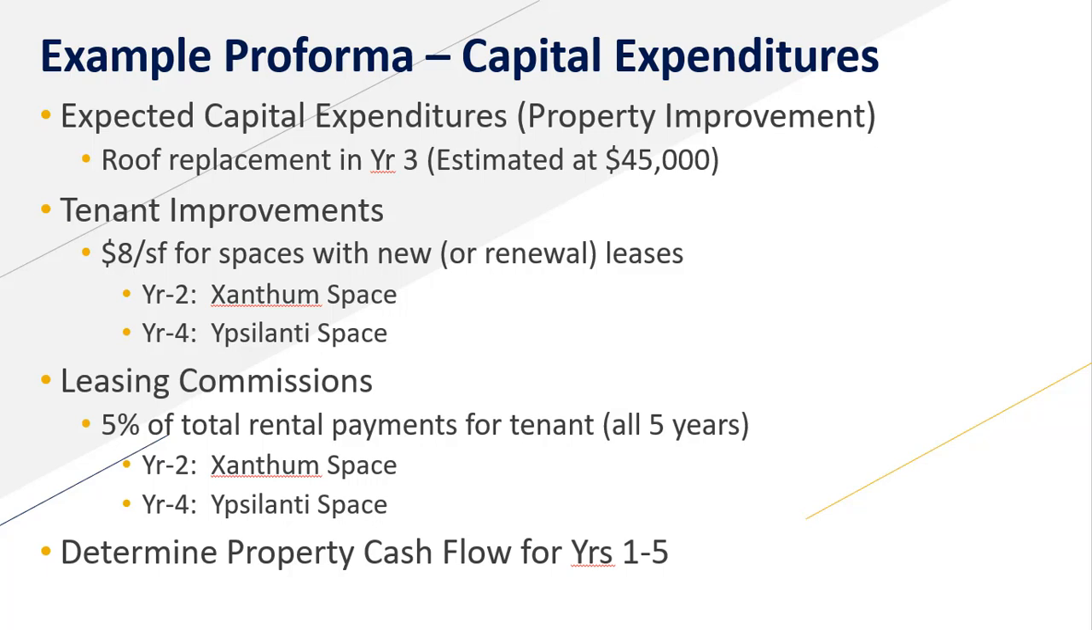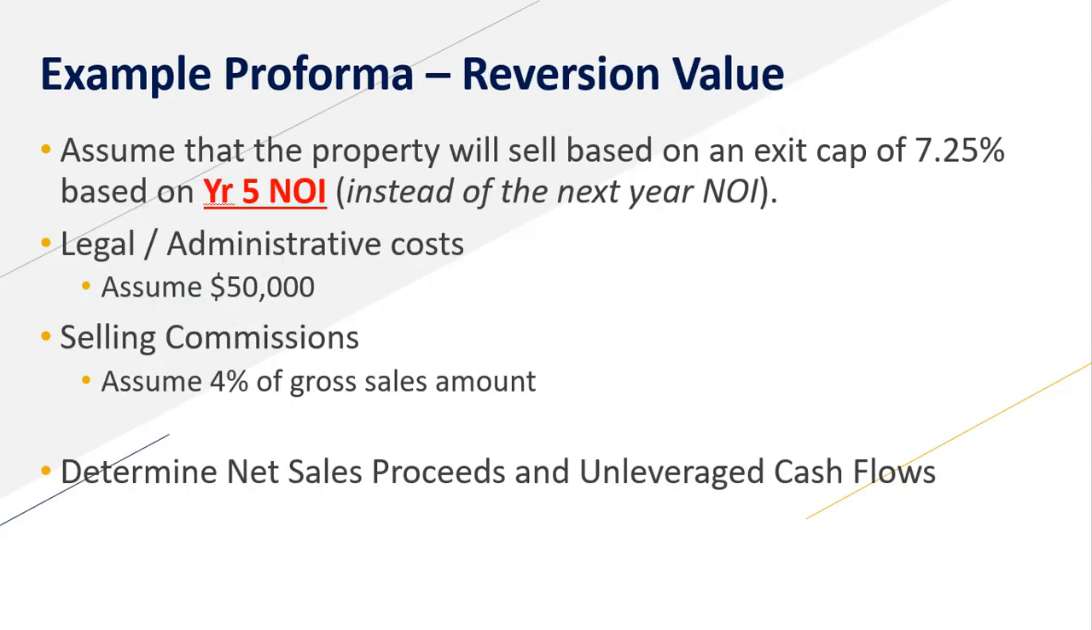Then leasing commissions. Anytime we sign a new lease, we're going to need to pay leasing commissions. We're going to assume here that we're going to pay 5% of the total rental payments for the tenant for all 5 years of their assumed lease. And you can see how that calculation works again by looking at the pro forma or the Excel spreadsheet video. So lastly, we can determine the property cash flow for years 1 through 5, and that's again done in that video that goes through the spreadsheet, so take a look at that.